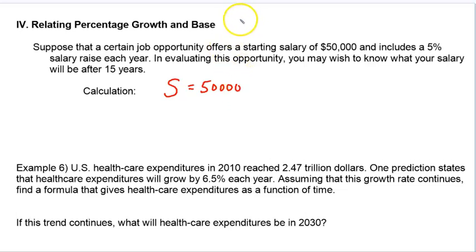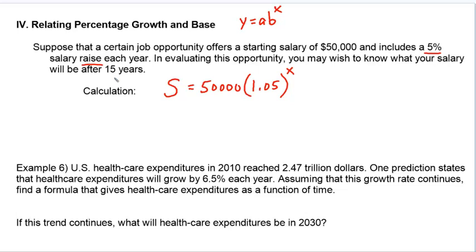Remember, in general, it's y equals a b to the x power. A is the initial value. B is either a growth factor or a decay factor. In this case, it's going to be a growth factor because we're getting a raise. So we're changing 5% into a decimal, and then we're going to add that to 1. So that becomes 1.05 as our base. And x is the number of years that have elapsed. So to get our answer, we just let x become 15, and we will be done.